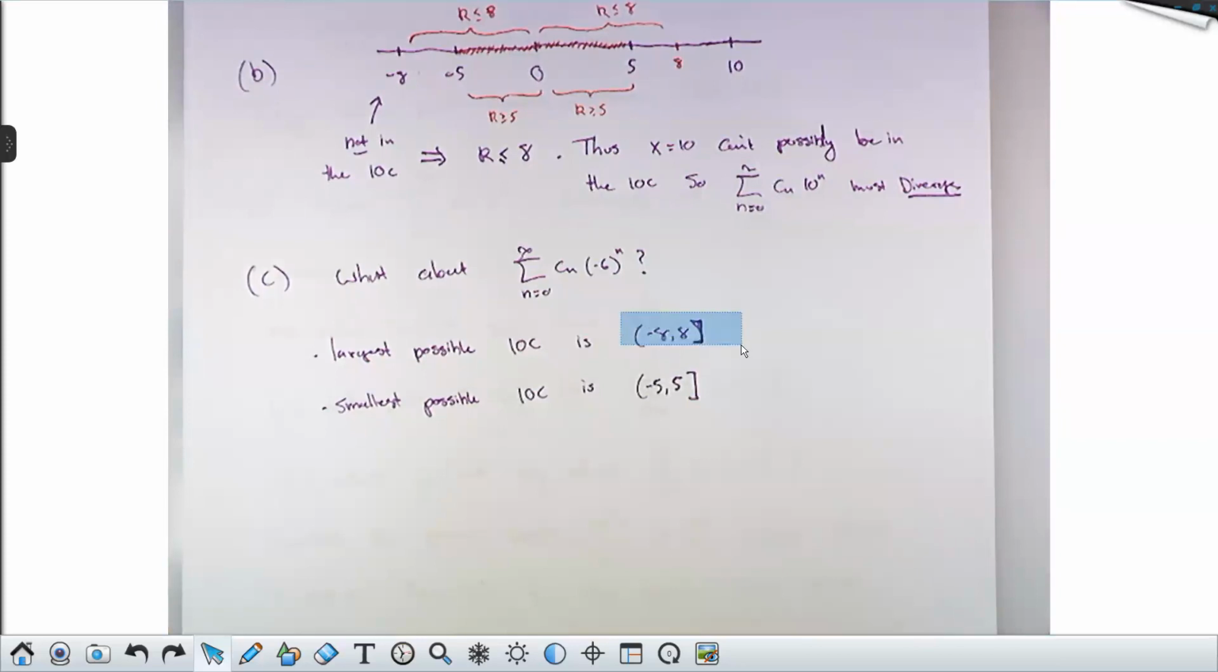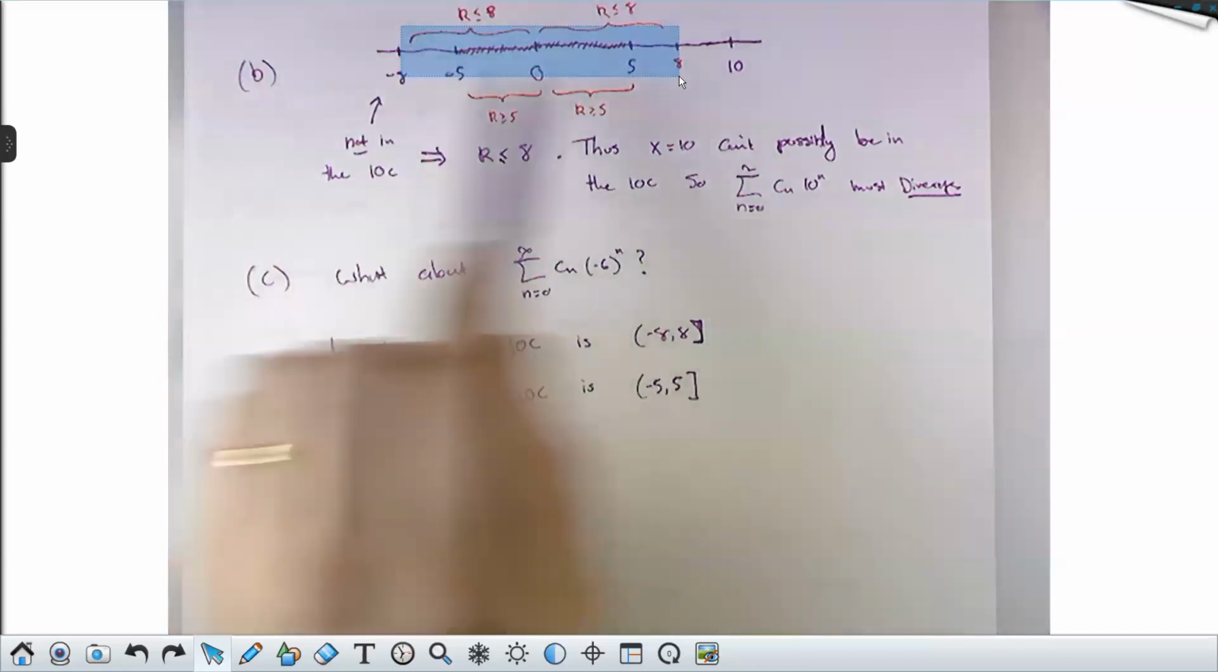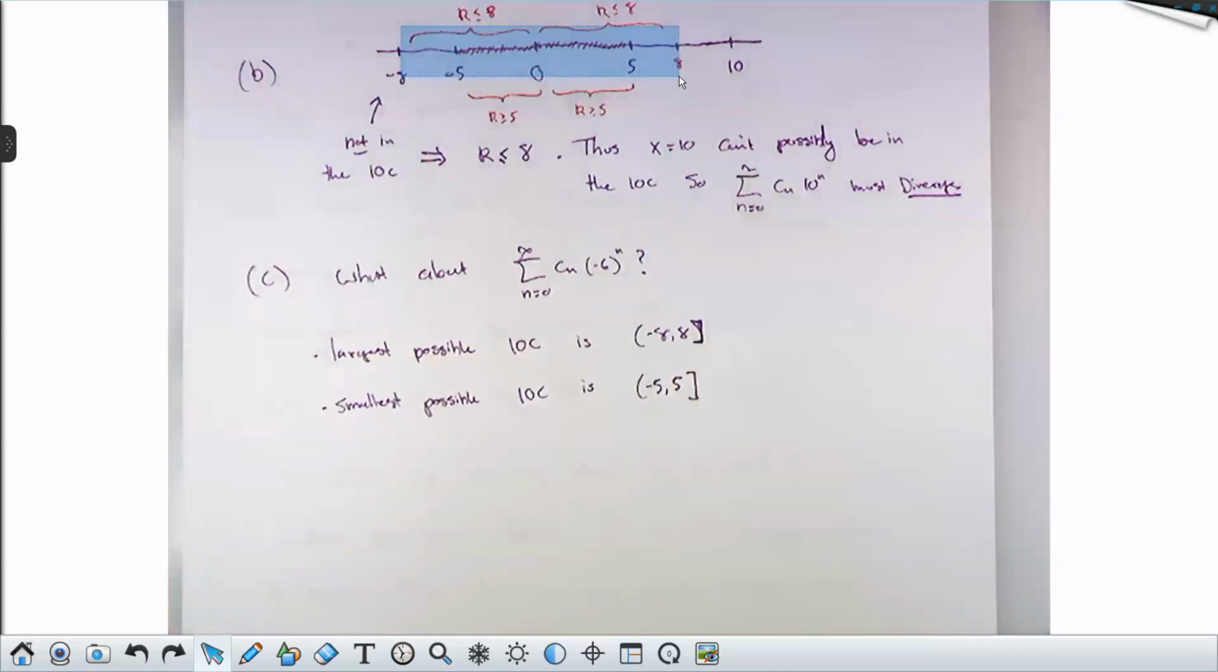Largest possible is -8 to 8 because I was told that the series diverges when you plug in -8. So this can't possibly be in the IOC, which means the ROC must be less than or equal to 8. And how do you maximize that? Well, if I know -8 is not in there, then the ROC could possibly be equal to 8, just divergent at the left endpoint. So the largest possible would be -8 to 8, and we don't know what happens at 8 itself. We could converge, we could diverge. So the largest possible is this guy.